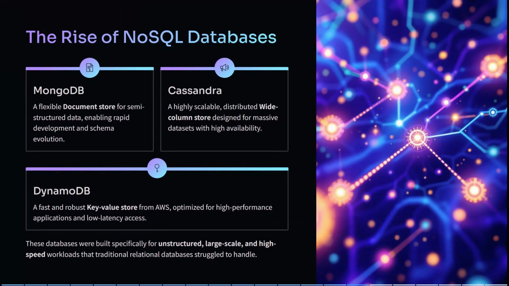Around 2008 to 2010, the industry ran into another challenge. Traditional SQL databases were great for structured tables, but they couldn't handle the huge amount of unstructured data coming from mobile apps, social media, and web traffic. This led to the rise of NoSQL databases like MongoDB, Cassandra, and DynamoDB. These systems were designed to scale horizontally, store flexible data formats, and handle very high write speeds. They became a key part of modern big data architectures.